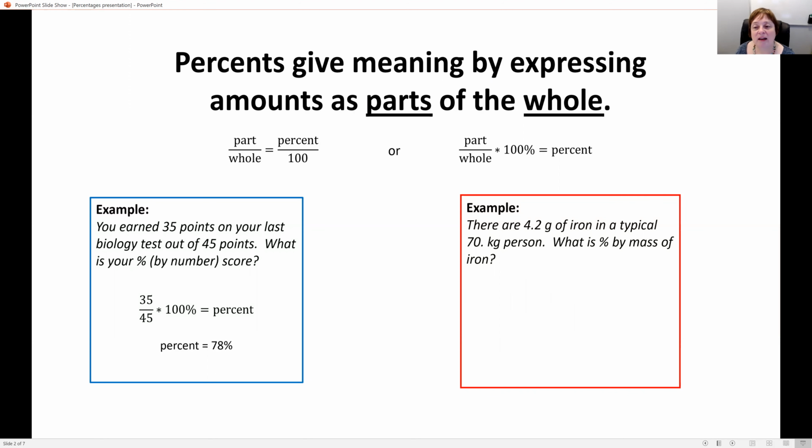So we need to go back and either change the grams into kilograms or the kilograms into grams, or change them both if you want into some other mass unit. That's fine as well. But let's take the easy road and just convert one of them. So in my solution, I converted the grams to kilograms. So I have 0.0042 kilograms of iron now as the part on the top. The 70 kilograms of the whole person is my whole. It's on the bottom, times 100%, and we get 0.0060%.